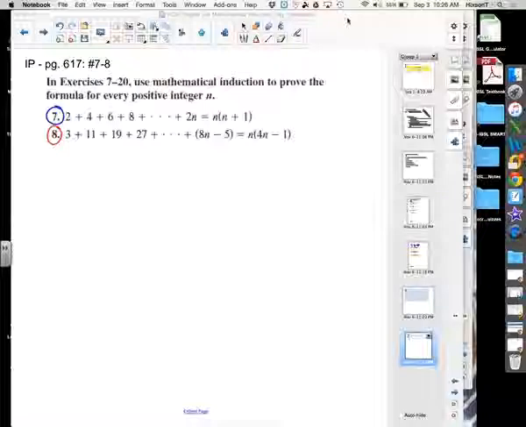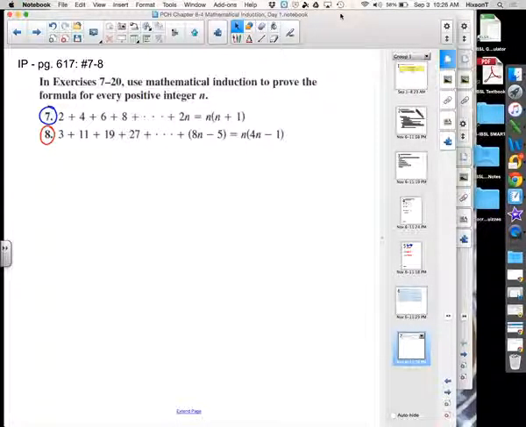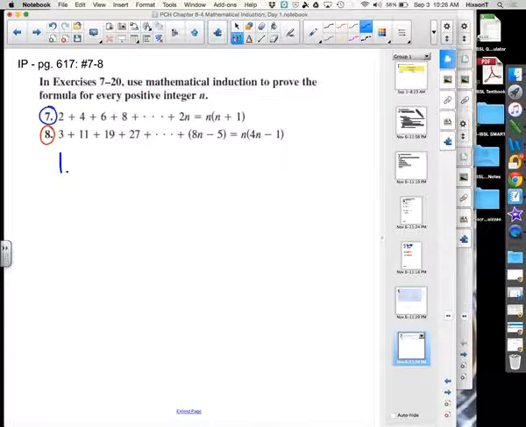So we've got to prove number 8 by mathematical induction. Remember, we've got our 4-step process. What's our first step? Show it works for n equals 1.